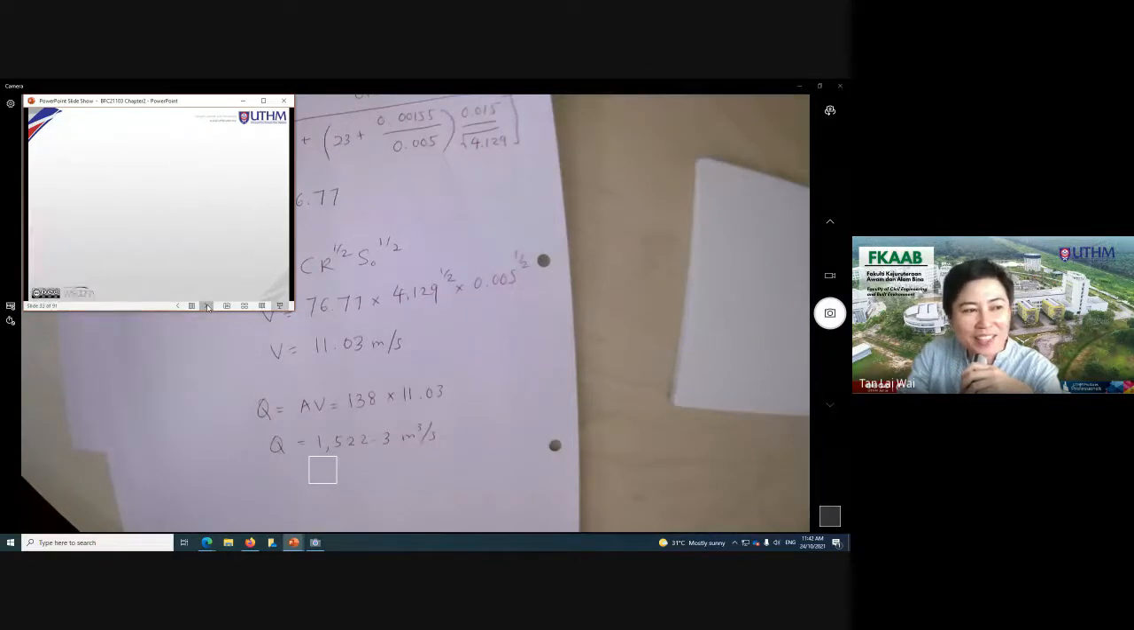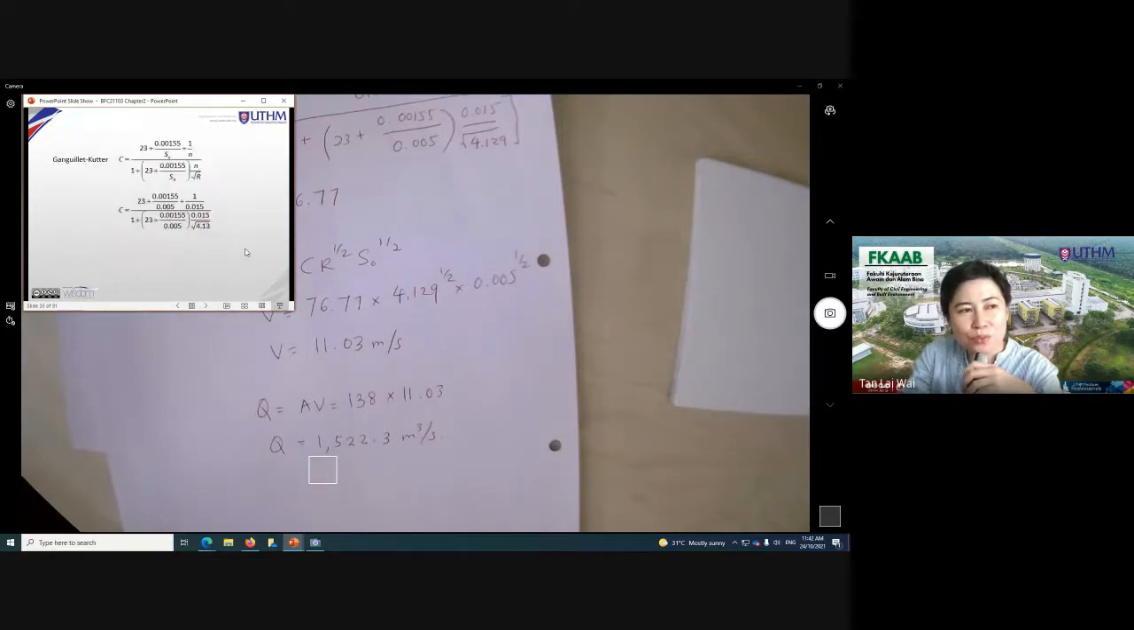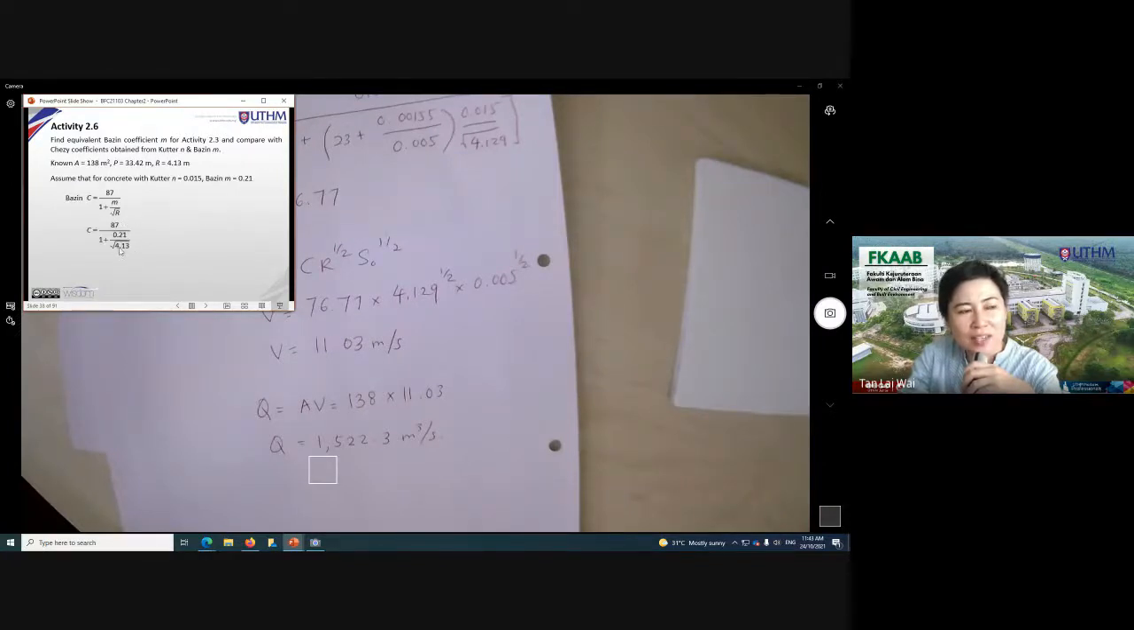So let's go back. If you look at this, just now we looked at concrete, right? Similar to concrete would be a Bazin coefficient M of 0.21. I guess the question would ask you to use Bazin 0.21 to solve it. So you need to find the Chezy coefficient, then compare it. Try applying this formula, then compare it.